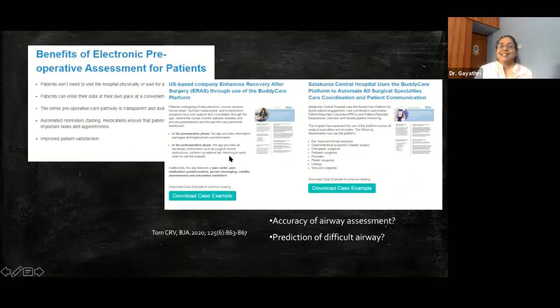But as far as the anesthetist is concerned, our main question is the airway, isn't it? So how accurate will the airway assessment be if we are going ahead with virtual pre-anesthetic assessment? And will we be able to predict a difficult airway clearly when we are doing a video consultation, or a consultation on the basis of some questionnaire, right? So I think I will vote for the real, not online virtual, consultation.